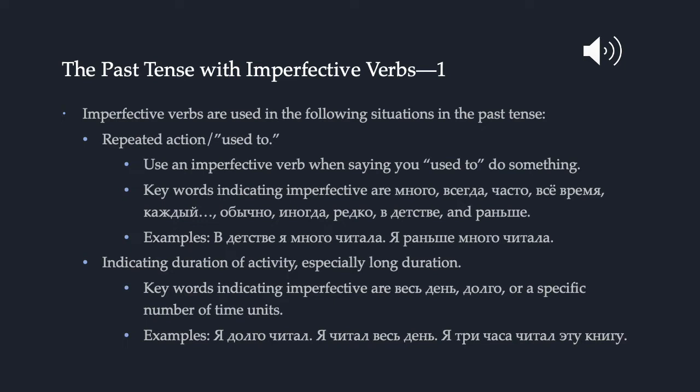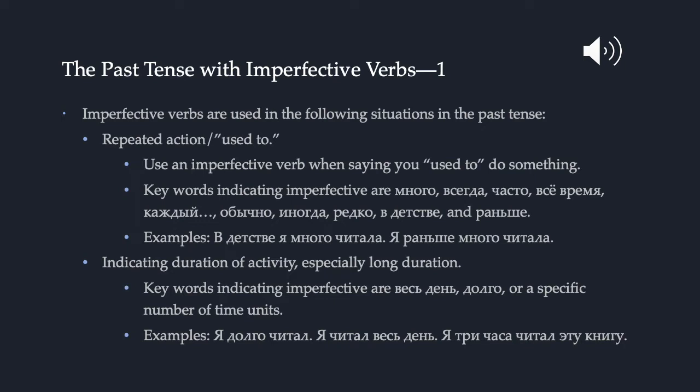So for example, в детстве я много читала. In childhood, or as a child, or when I was a child, I read a lot. Я раньше много читала. I used to read a lot. And раньше means earlier, but we often use it here with imperfective verbs to indicate that you used to do something, that you don't do it anymore, but you used to do this a lot.